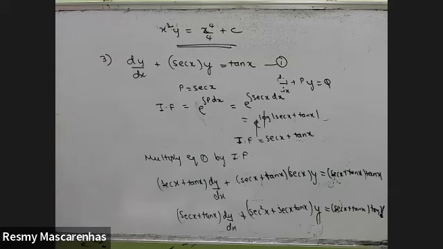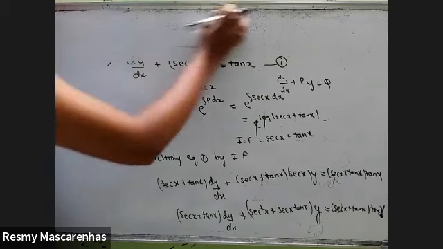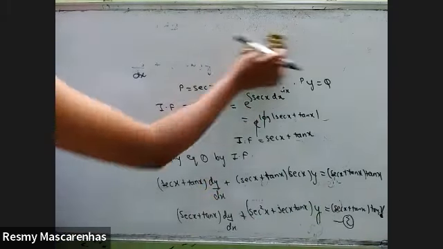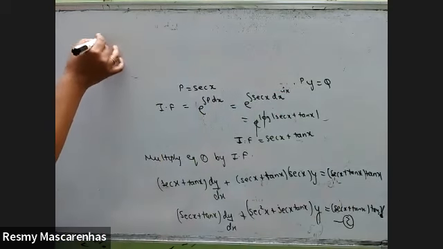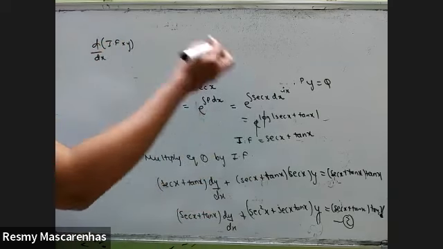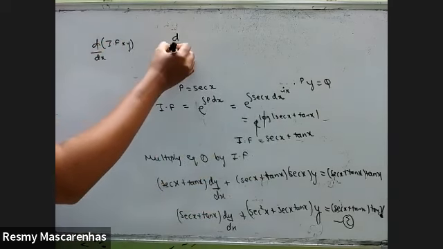tan x is there. Now you see, try to take the derivative of the integrating factor into y. What I told you, once you get equation 2, try to take the derivative of the integrating factor into y. What is the integrating factor? This. I just want to check what is the derivative of.